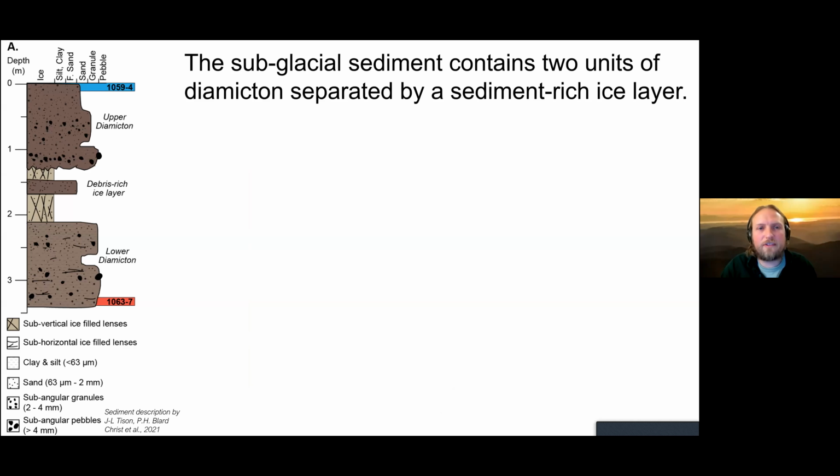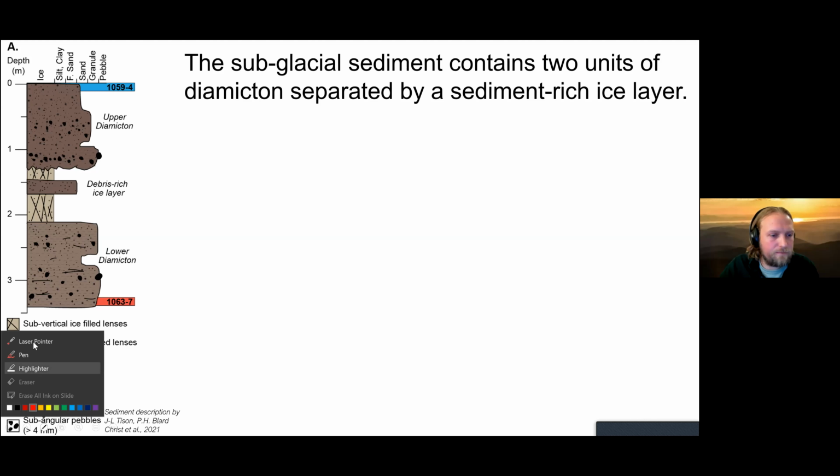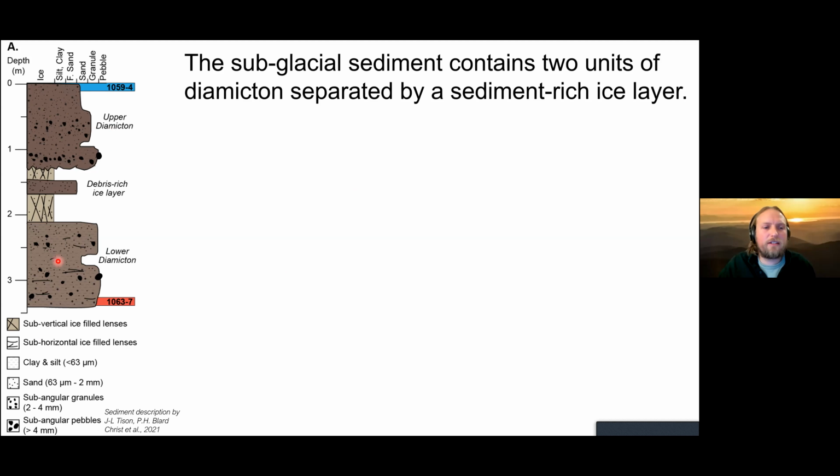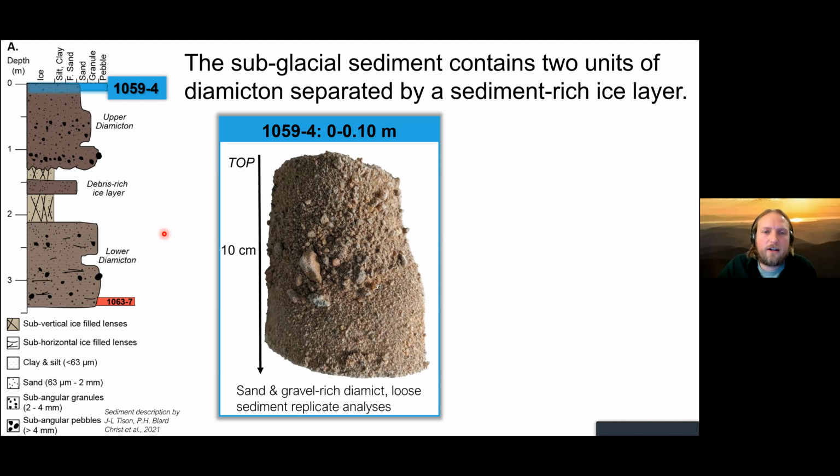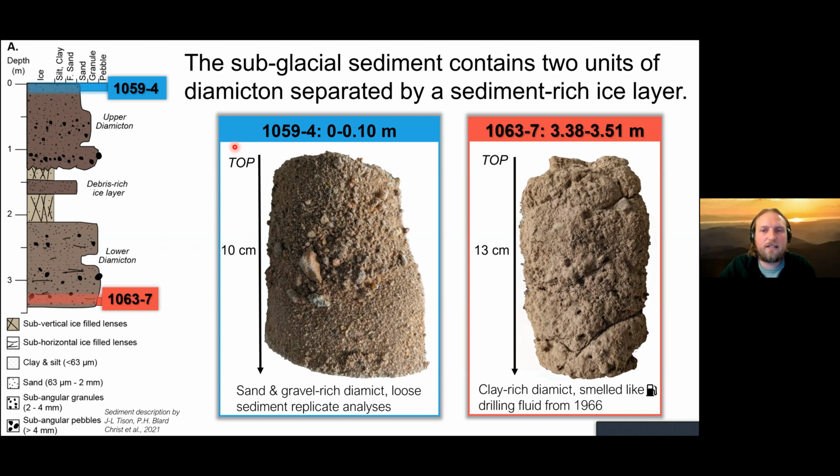So this is where Camp Century comes in. And so now I'll explain what the Camp Century sediment is and what we did to understand it. This subglacial sediment contains two units of diamicton separated by a sediment-rich ice layer, an upper diamicton and a lower diamicton. In our pilot study, we have examined the very uppermost sediment just below the ice-sediment interface, sample 1059-4. I'll use these same colors throughout the talk so that you are visually cued to understand which unit I am talking about. And a lower diamicton, 1063-7, from near the very bottom of the subglacial sediment.